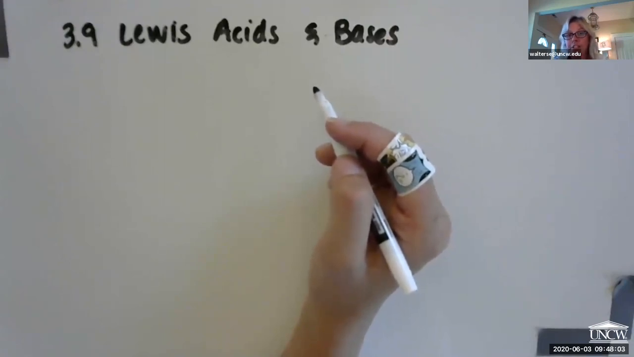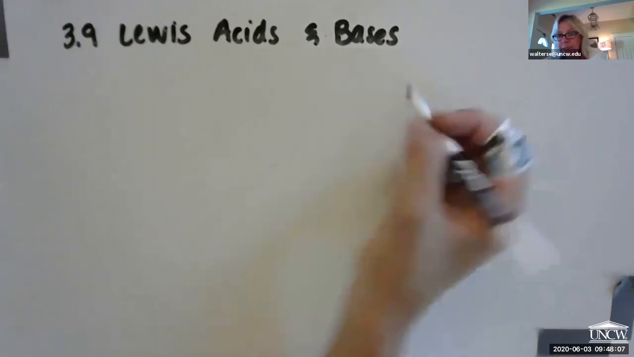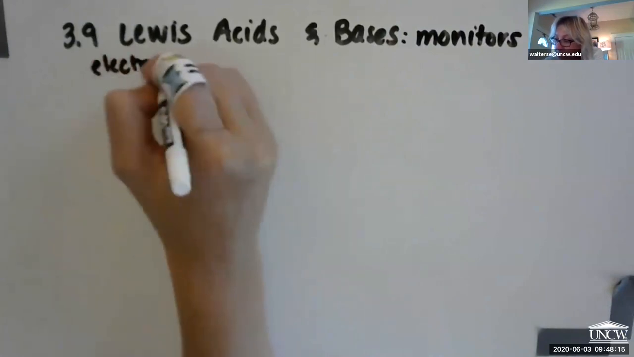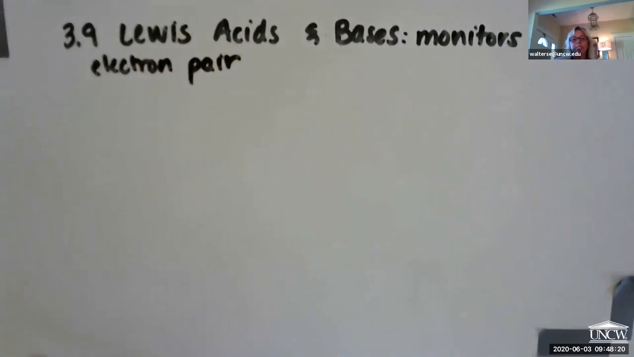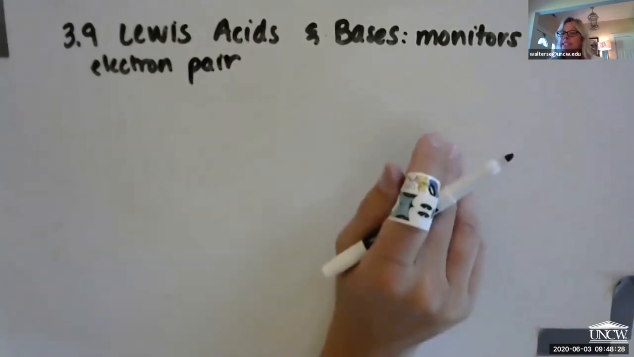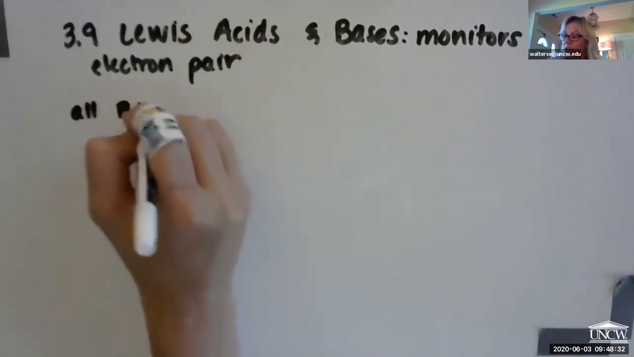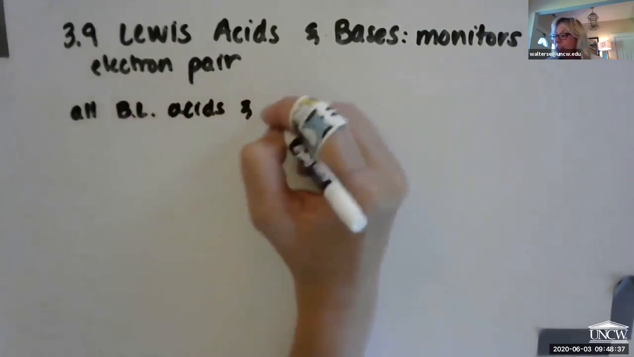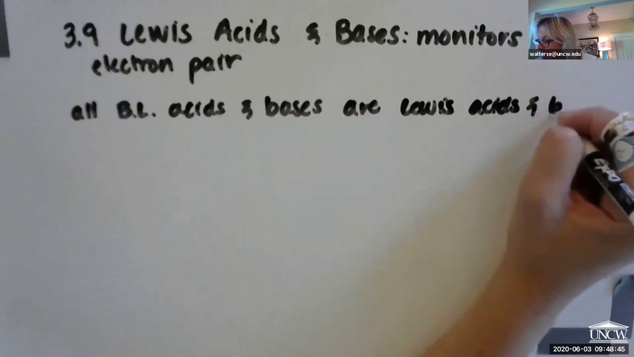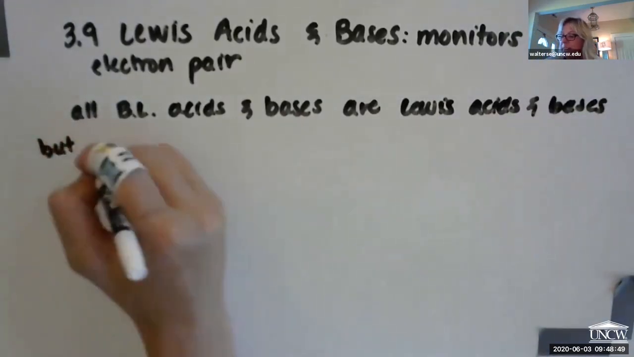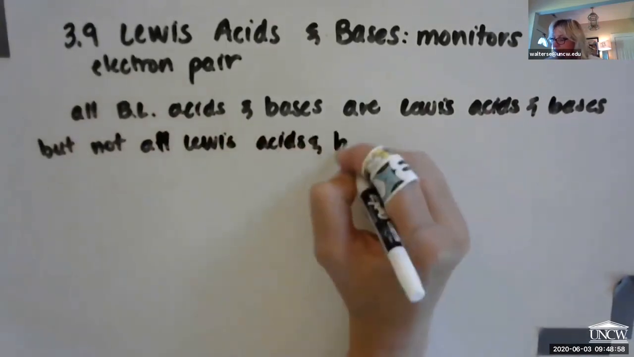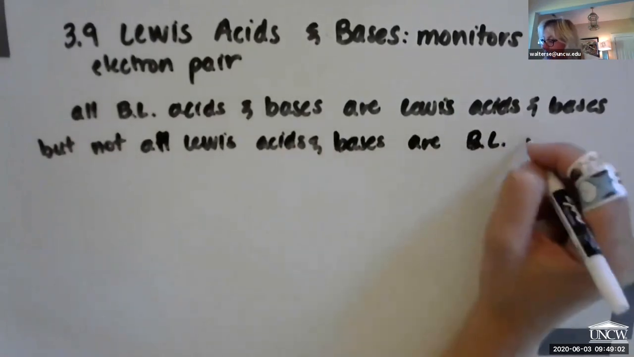So the first two monitor protons and hydroxides. Lewis acids and bases, this model monitors electrons, or an electron pair. Okay. Since the Lewis model is the most inclusive, anything that is a Bronsted-Lowry acid and base is also a Lewis acid and base. So all Bronsted-Lowry acids and bases are Lewis acids and bases. But not all Lewis acids and bases are Bronsted-Lowry acids and bases.